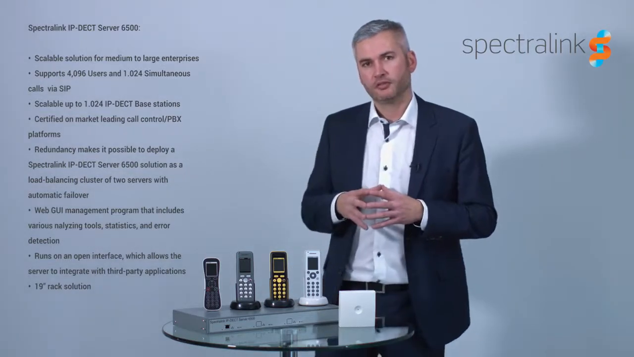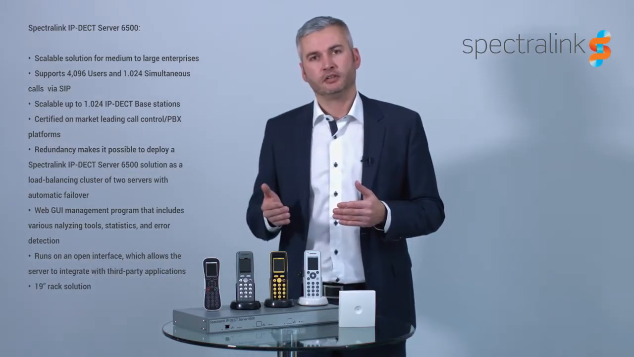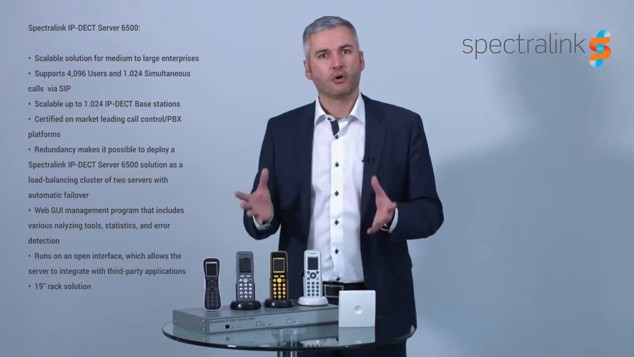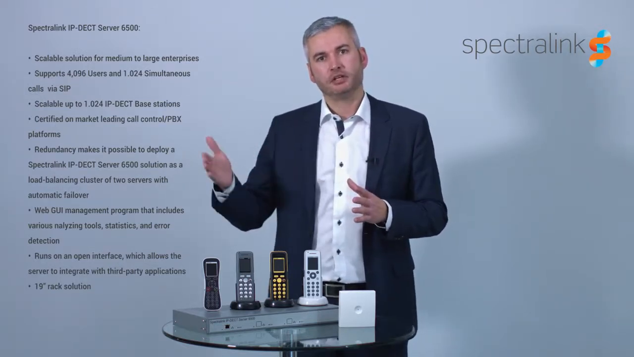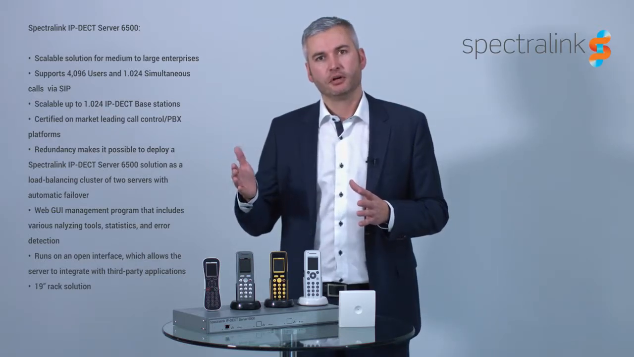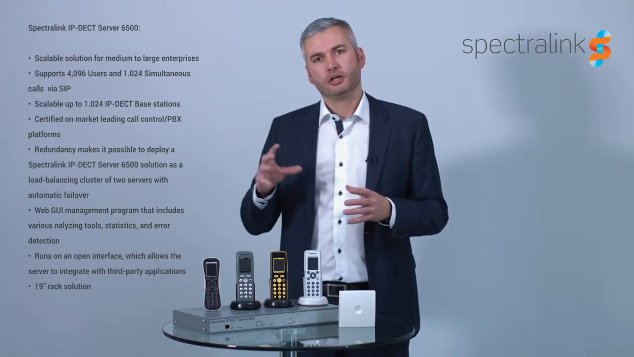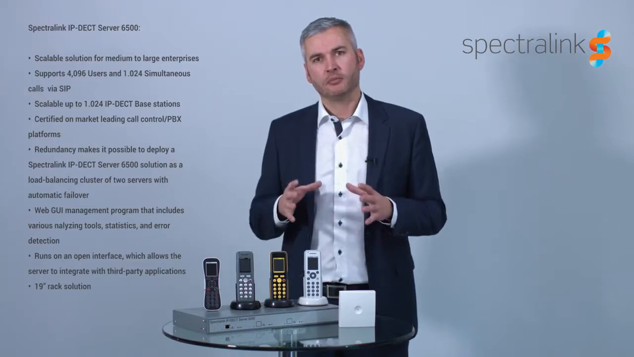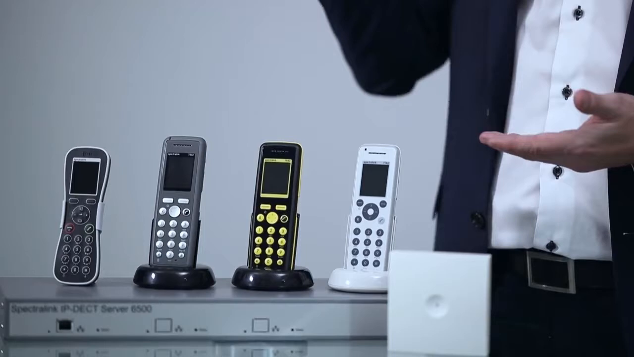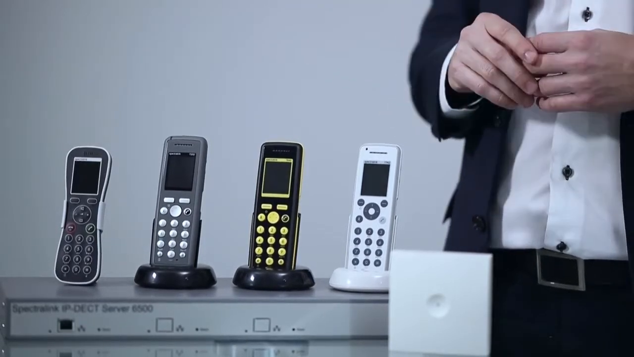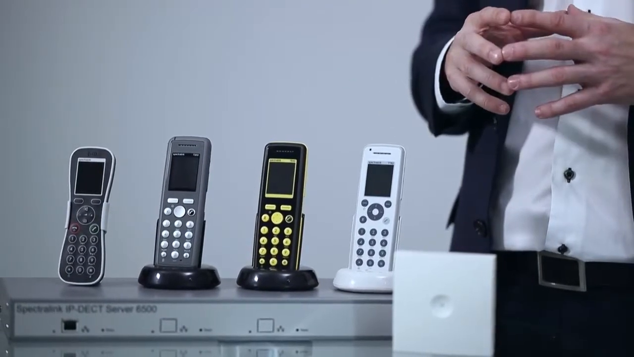When we focus on the 6500, again, scalability is key. You can start with a smaller installation of 30 plus users, and you can add base stations up to the 1,024. When it comes to adding users, there is a certain expectation around how many speech channels you need available on the system. As you grow your number of handsets or users, you also need to provide more speech channels. One IP DECT server in standard supports 30 simultaneous calls on the system.